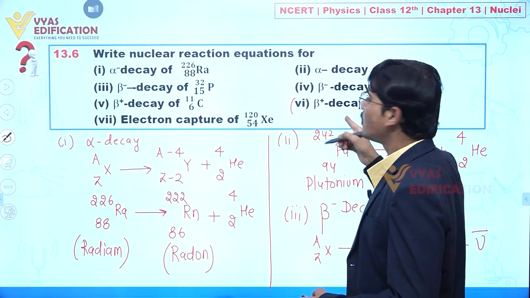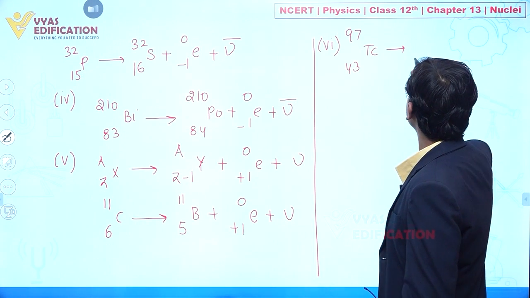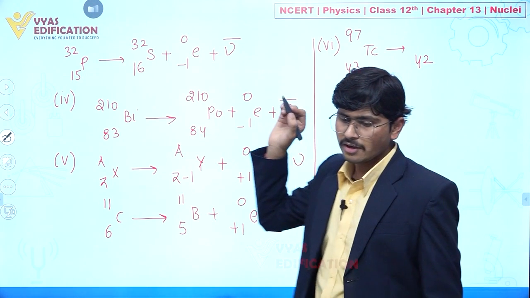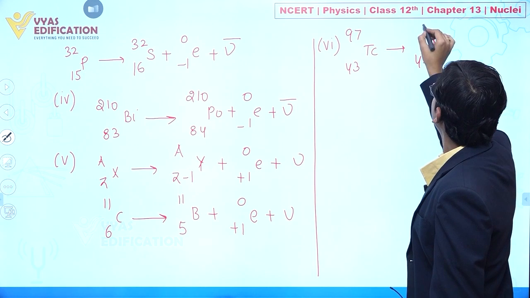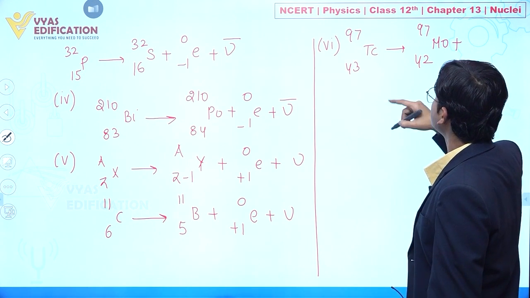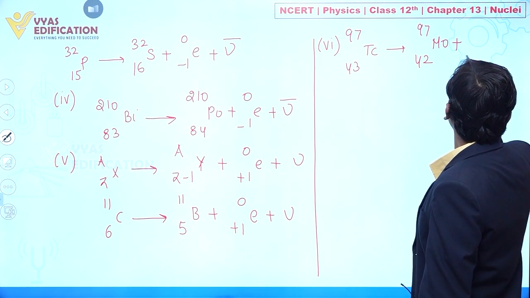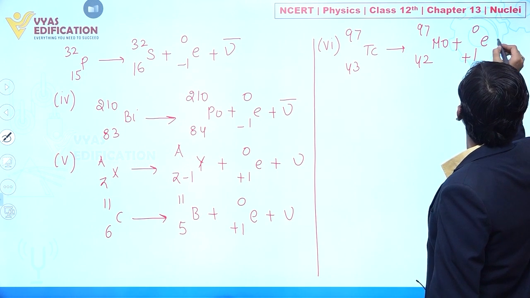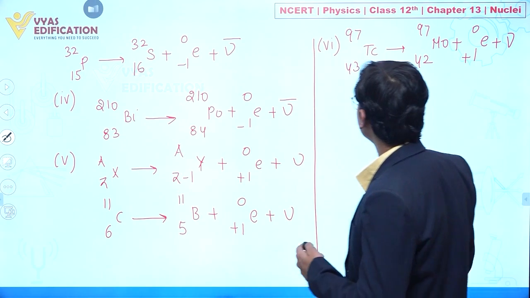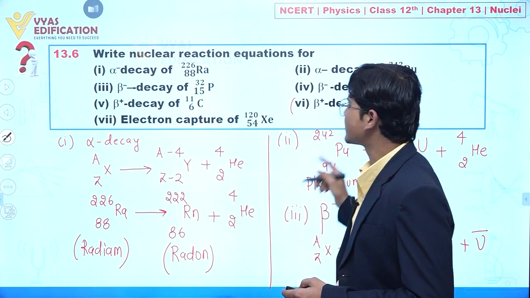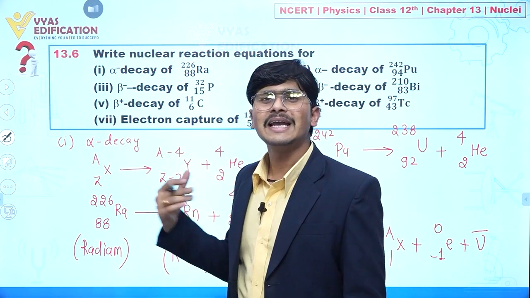Whenever there is a beta plus decay, this becomes 42, and 42 is the atomic number for molybdenum, and this one we have 97, plus 1 e 0, and this is the neutrino. Clear to everyone? So like this you can write the nuclear equation for all the 6. Now we are talking about electron capture.